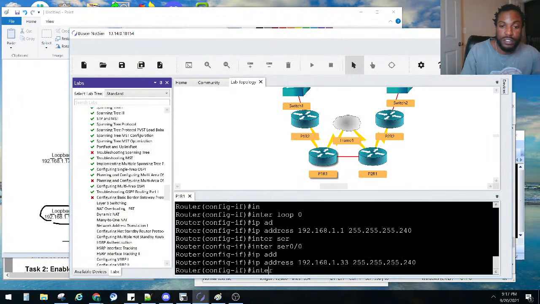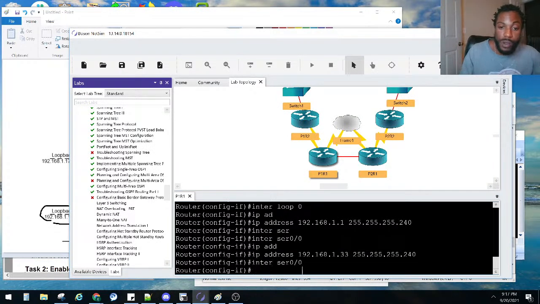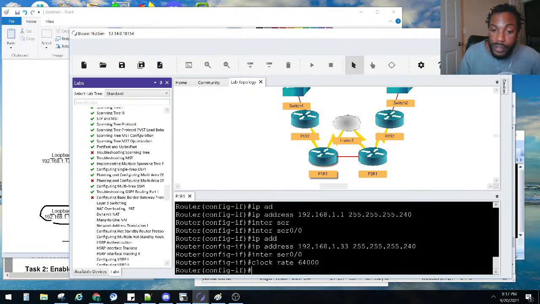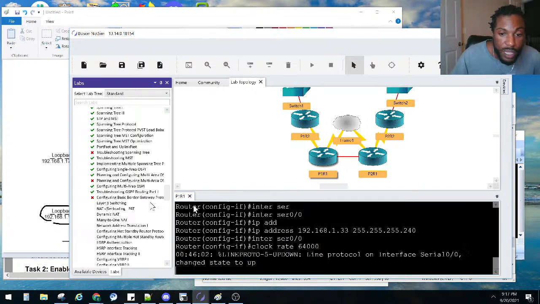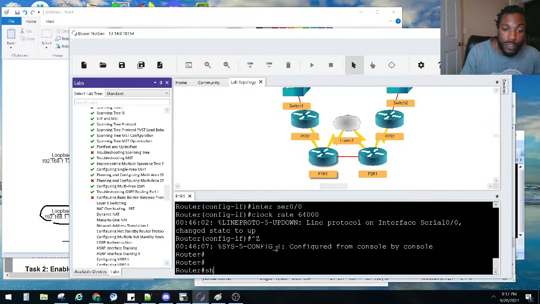Y'all got any questions so far or anything? Anybody lost? Let me know. I'll gladly answer all the easy questions before we get to even harder stuff. Clock rate command is how we do it, right? Clock rate 64000, just like that. And then that should make our interface come up because we did the clocking. And then let's just verify our work with show ip interface brief.